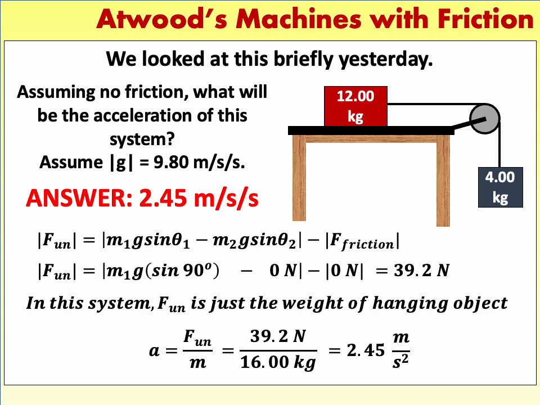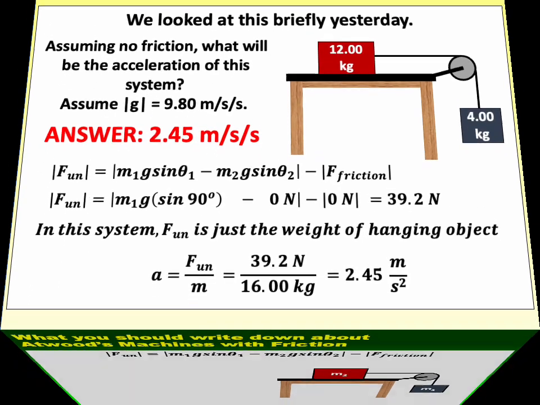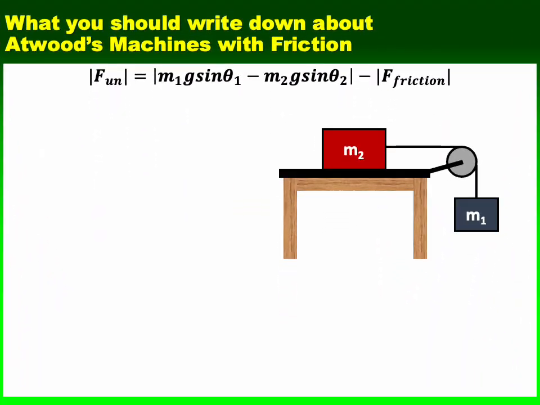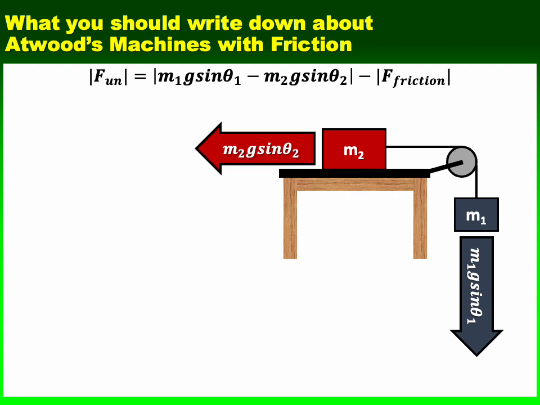This is something you saw before about what you should write down. So this works for every Atwood's machine, no matter the angles, whatever, where there is friction. We had this diagram just to remind ourselves of which force is which. Now you could call the mass on top of the table M1 and the hanging one M2. I happen to be calling it the opposite here. It really would not make a difference.